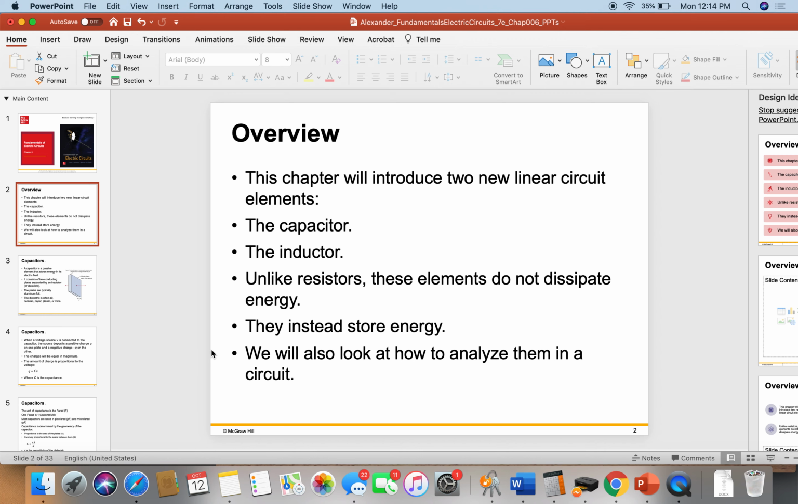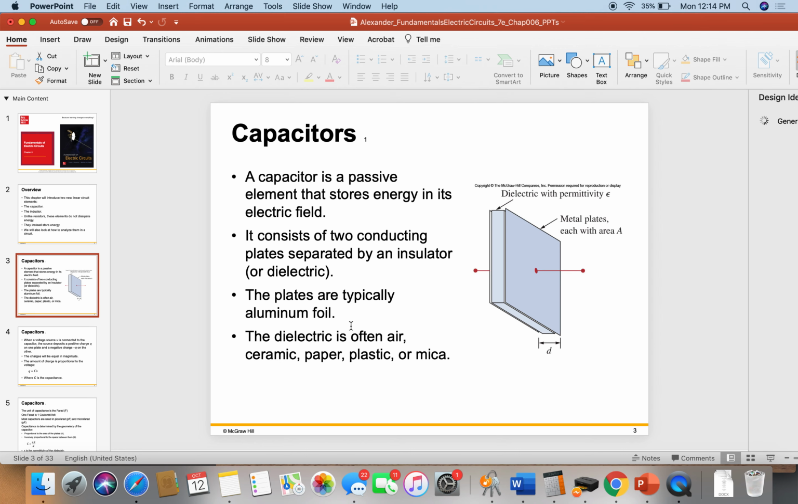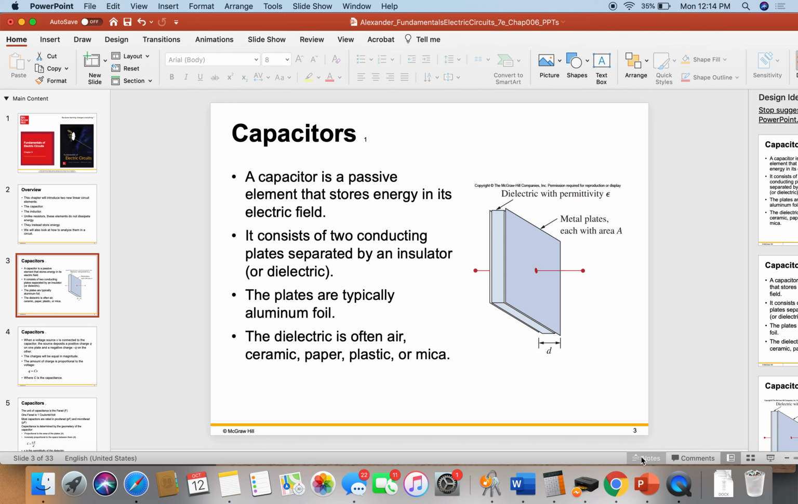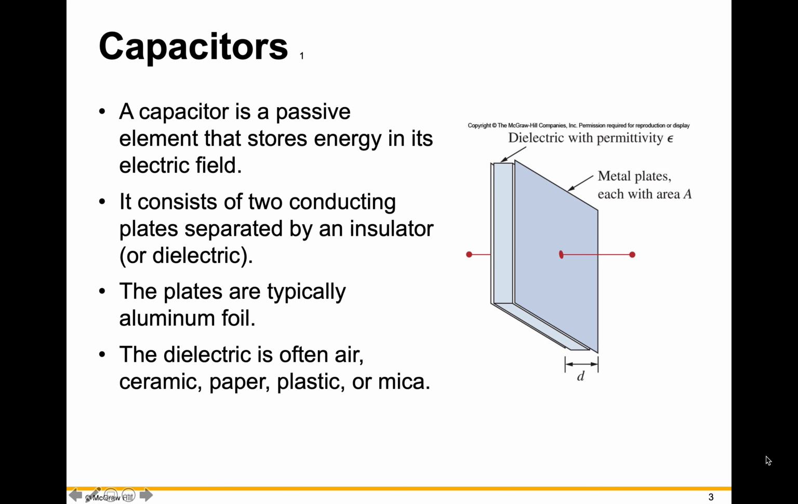In this chapter, which is chapter 6, I believe, of your textbook, we're going to look at just the capacitors and inductors initially and some of the physics behind them. Then we'll look at how they behave in circuits. So we'll start with the capacitor.